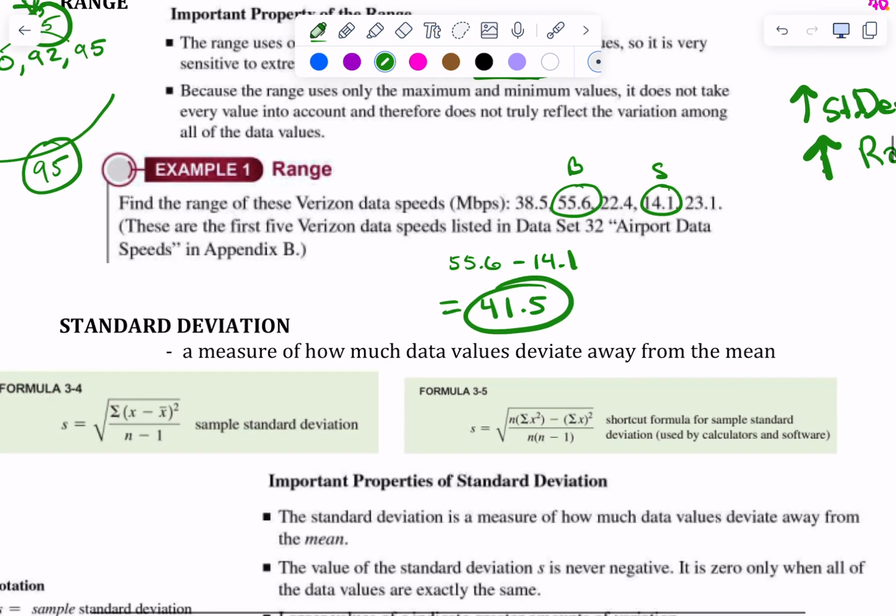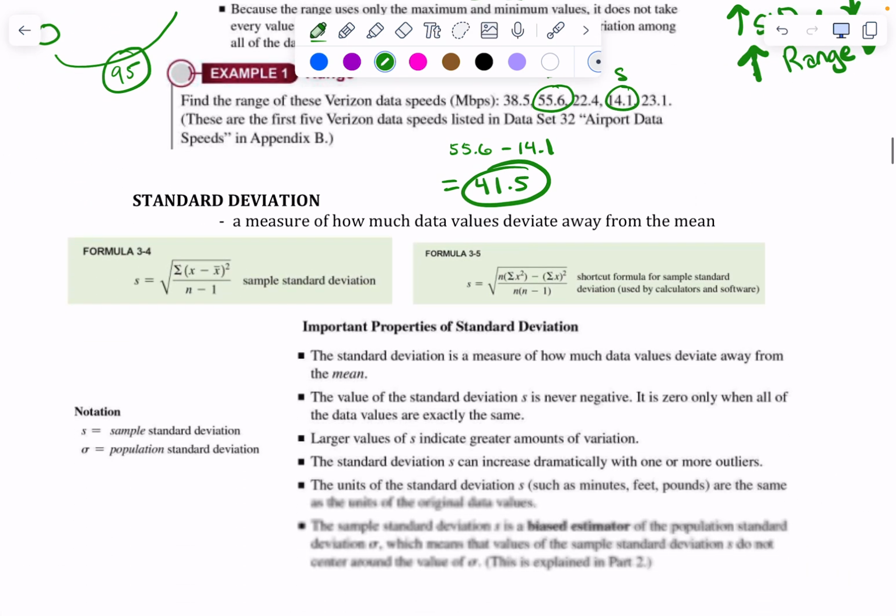Okay, cool. Oh, man. Standard deviation. Calculating standard deviation using the longhand method. No. That's not going to happen right now. Okay. All right. Here we go.